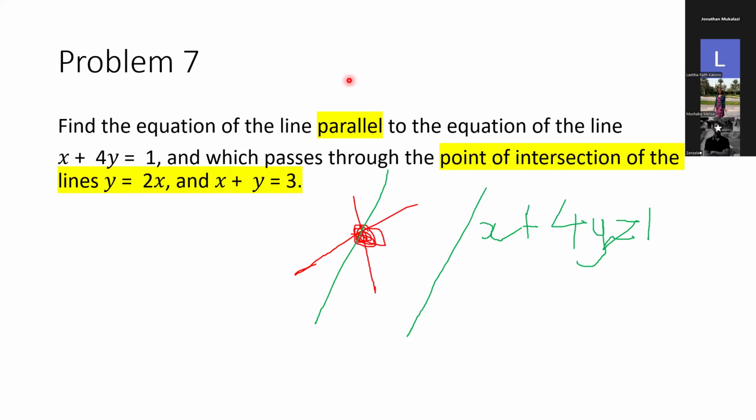No. No. Right. Okay, do you not understand what intersection means, or do you not understand how we get the point of intersection? How the point of intersection helps us to get the equation of the line.